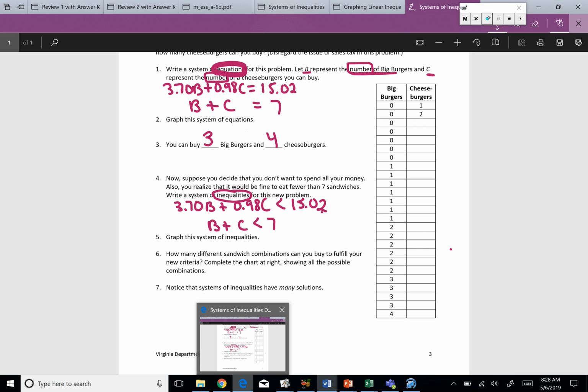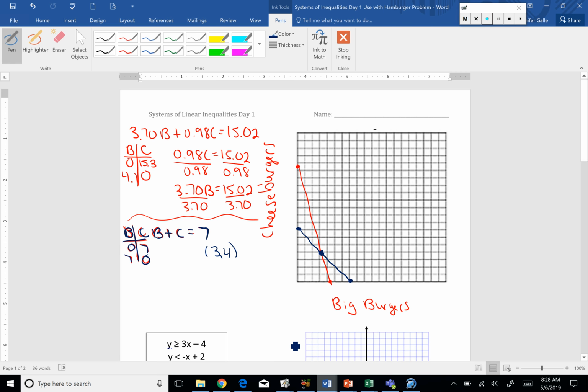Now it says graph this system of inequalities. Here's the great part. Let's go back to the graph we just did. We already have the boundary lines graphed. We need to test and shade. But now the boundary line piece, do we want them to be solid? Are our boundary lines going to be dotted or solid? What do you think? Dotted, because it's not equal to. So we're going to have a less than there and a less than here.